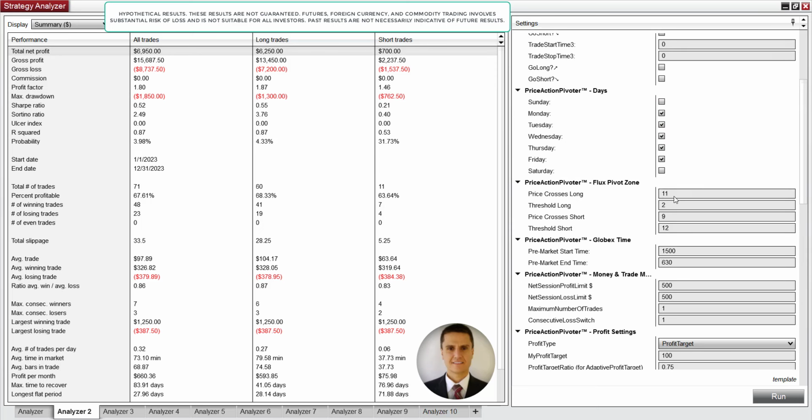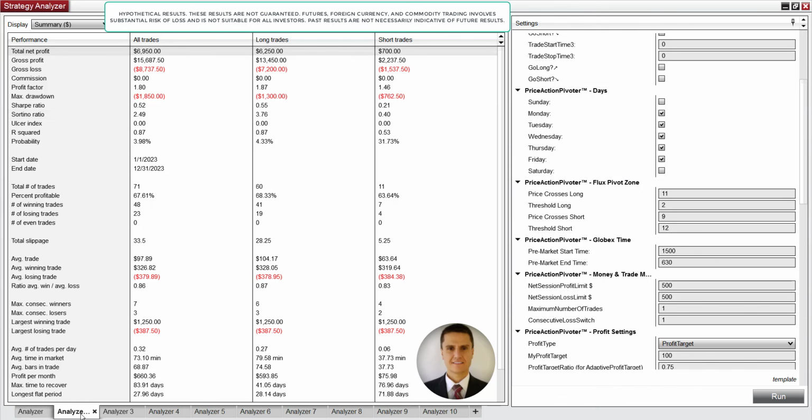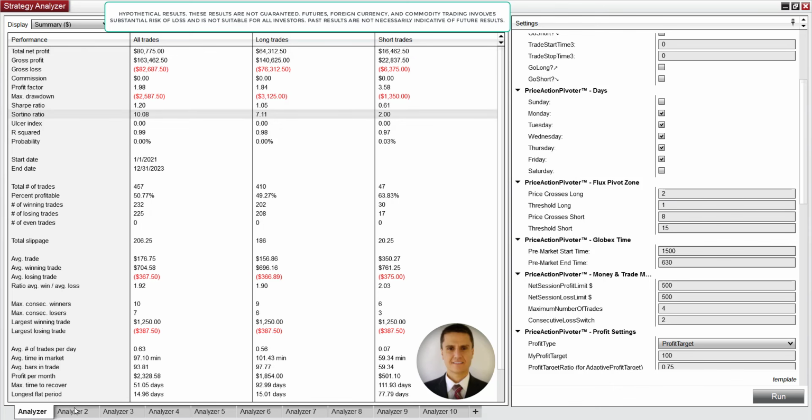The setup is very different. I'm making it cross 11 times on the pivot points that I'm watching, versus just twice on the last 3 years. The year 21, right here, 1/1/21 to 12/31/2023, it's 2. On these, from all the analyzer tabs, from 2 all the way down to 10, they're all the same. It's 11, 2, 9, and 12. So even this is more conservative than 8, but only slightly.